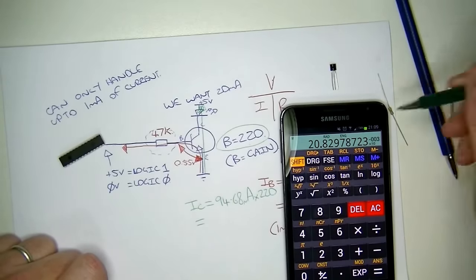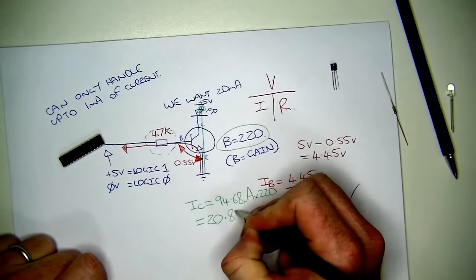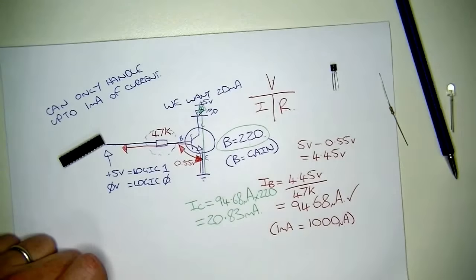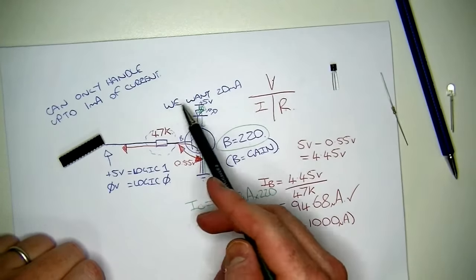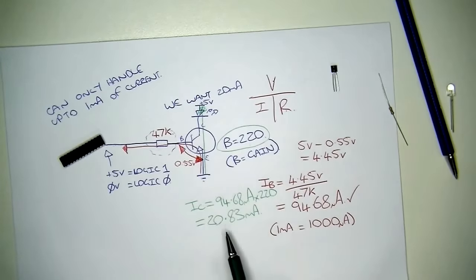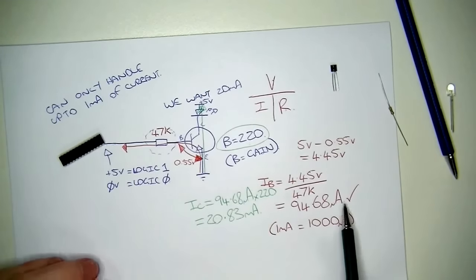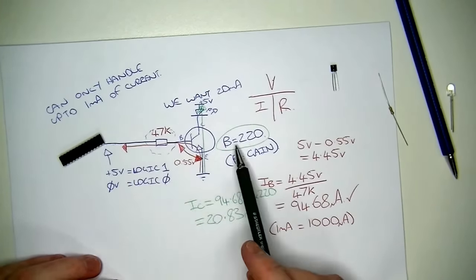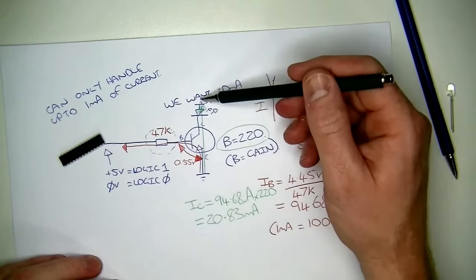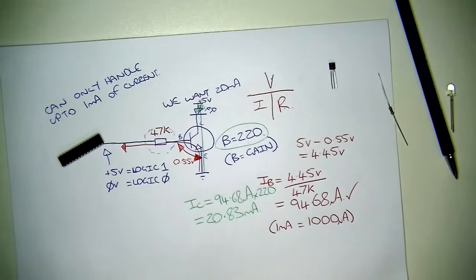20.83 to the negative 3, so that's 20.83 milliamps. So that's pretty good because we were aiming for 20 milliamps. With all these calculations, we found out that this particular resistor will give us 94.68 microamps of base current. That then gets multiplied by 220 through the collector to give us 20.83 milliamps. So that's pretty good. Let's connect it up and see if we actually get these values practically.